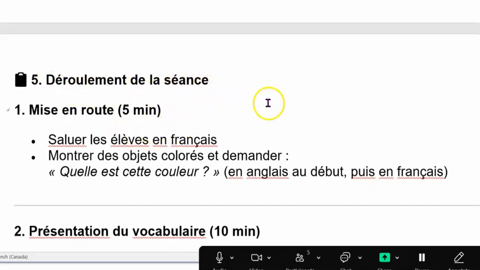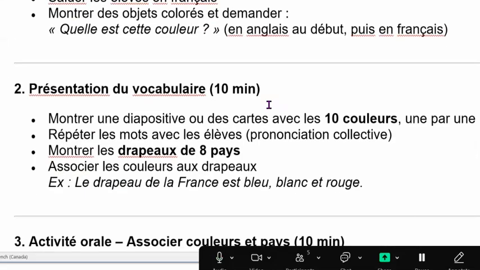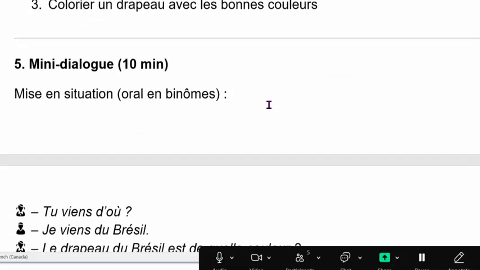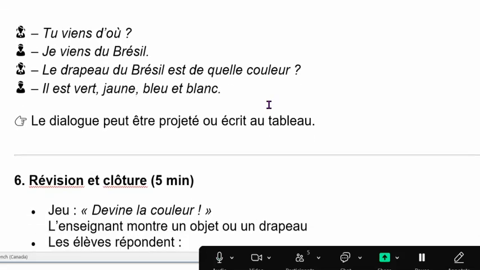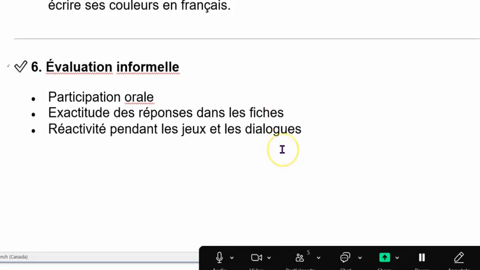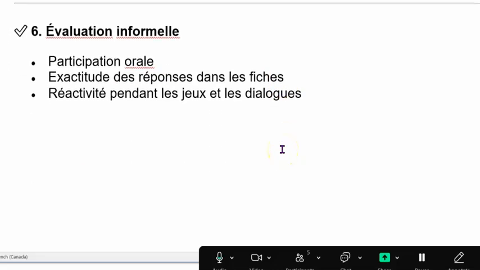How is the class going to function? First 10 minutes, what's going to happen? Next 10 minutes, what is going to happen? Then talk about making them do a dialogue. That is what you will write in the starting itself. By the end of the class, the student is expected to be able to make a dialogue with colors and countries and flags. So revision and then evaluation is the last thing. How are you going to evaluate the student?